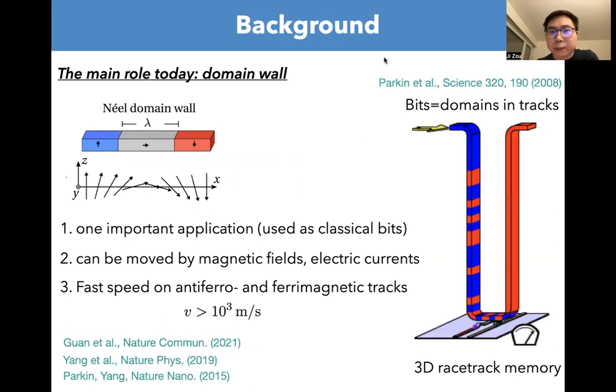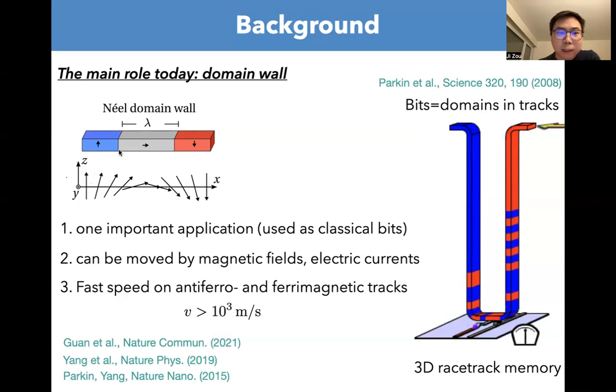Okay, so let's start with this background. So today's main role is this domain wall. And let's imagine we have a magnetic nanowire as we sketched here. And on the one end, we assume all the spins are pointing upwards. And on the other end, we have all the spins pointing downwards. Then the spins within this region, they would smoothly connect these two domains, right? And this kind of spin texture, like the one we sketched here, is what we call a magnetic domain wall.